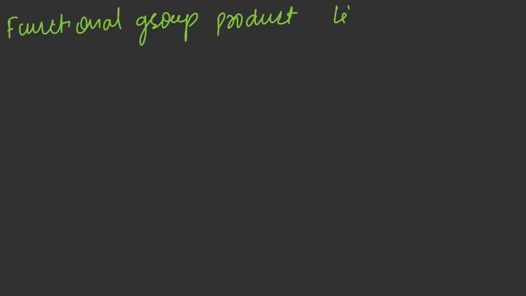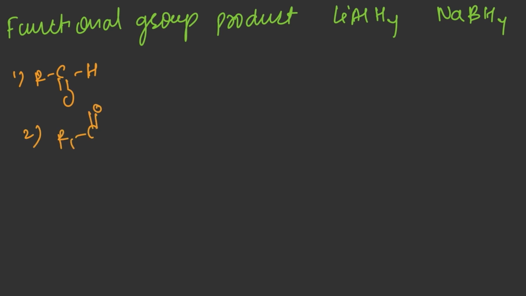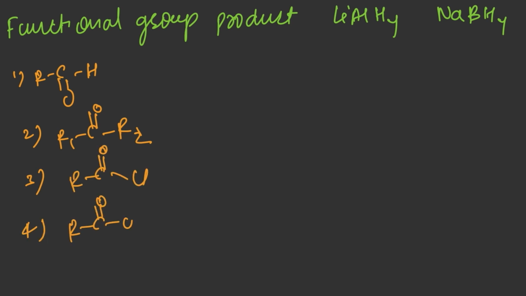So let's draw a chart of functional groups. Here we have product. Here we have LiAlH4. Here we have NaBH4. So first of all, functional group, let's say we have an aldehyde. Second, we have a ketone. Third, we have RC double bond Cl. Fourth, ester, fifth, we have anhydride.